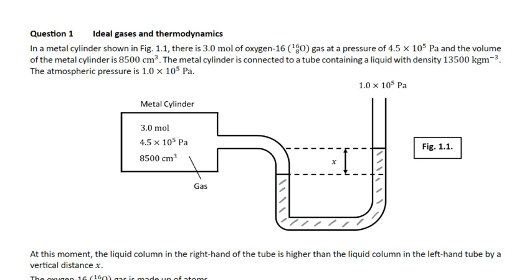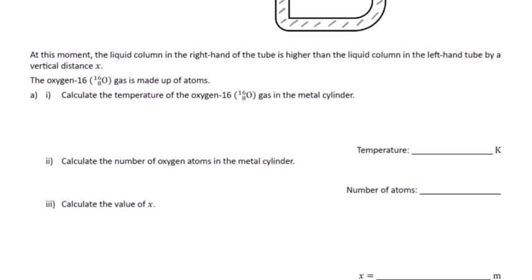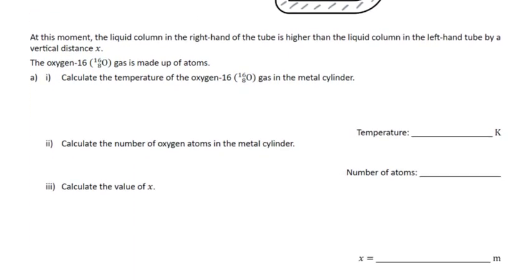At this moment, the liquid column in the right hand of the tube is higher than the liquid column in the left hand tube by a vertical distance x. Et pour nous, the oxygen 16 gas is made up of atoms. Ça veut dire ici là, nous ne pouvons pas prendre des atoms of oxygen collés ensemble in une molécule. Non. Right là, tout ben oxygen atoms ça je séparé aux autres camarades.